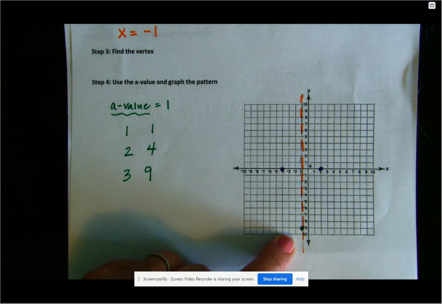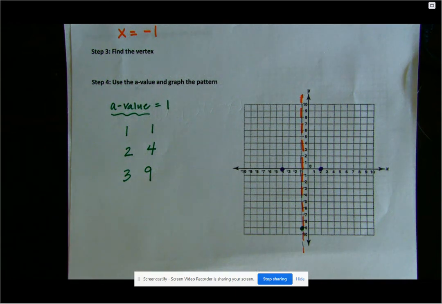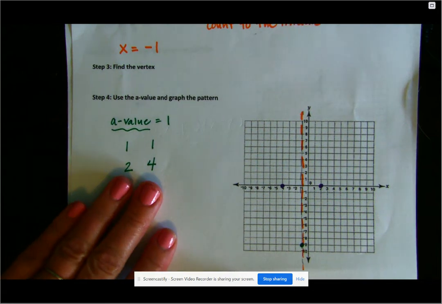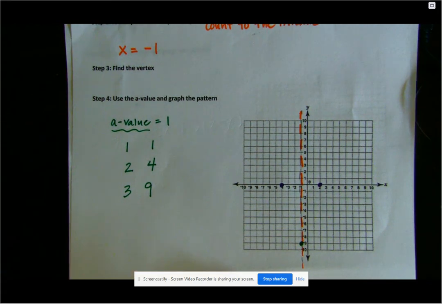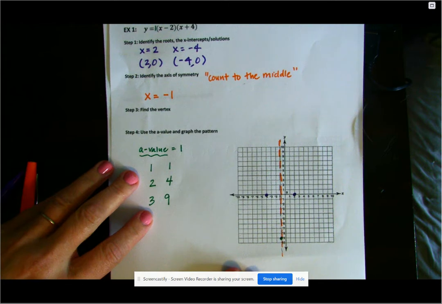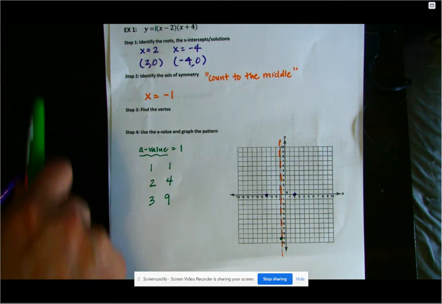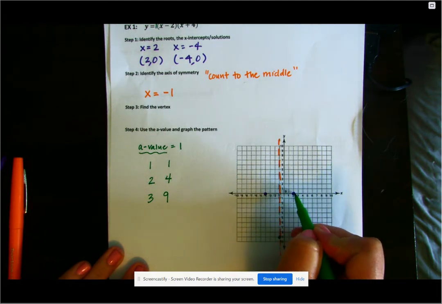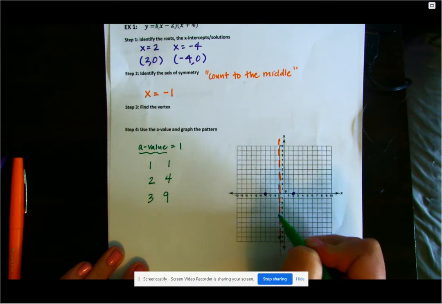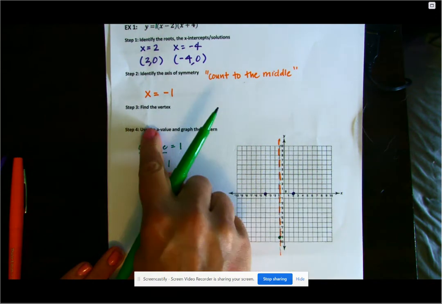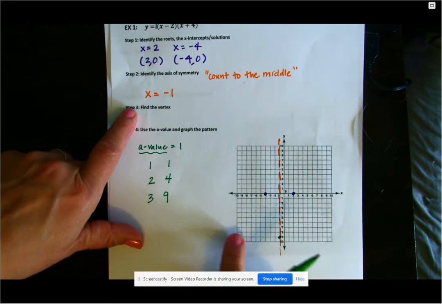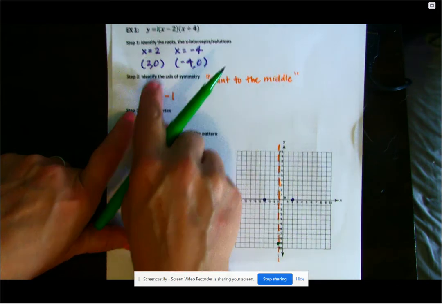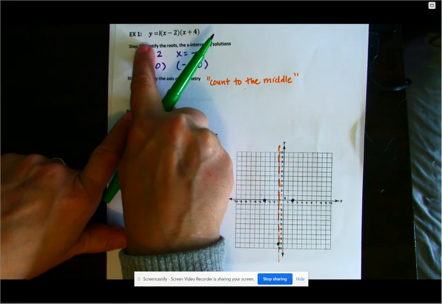That's just from looking at the pattern. You also can do it mathematically by plugging in the x value that we found into the equation. You just have to be careful with all the negatives to not make a mistake. So to find the vertex, again, you could use the pattern. And since it was 3 away from the axis of symmetry and the A value is 1, we went in 3 and down 9. Okay. The other way to do it would be to plug in -1 into this equation and figure out the vertex.